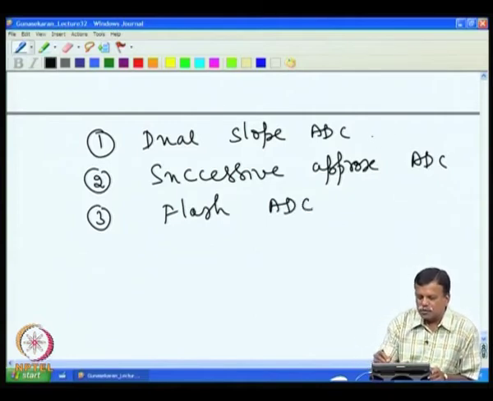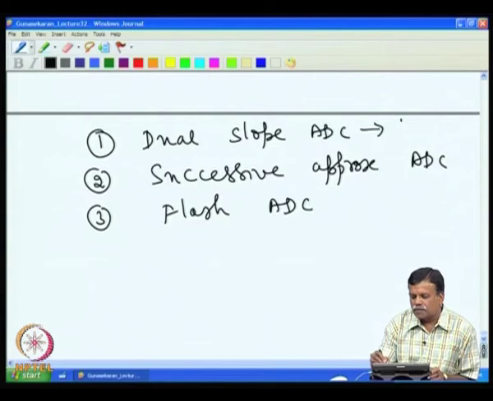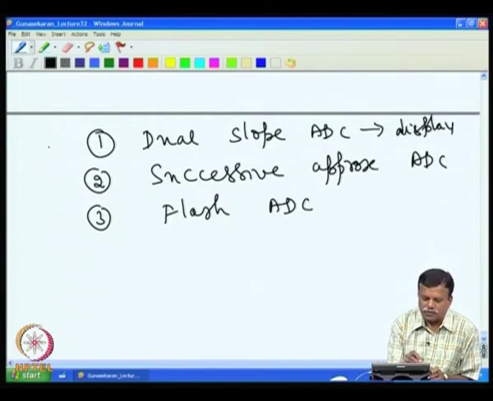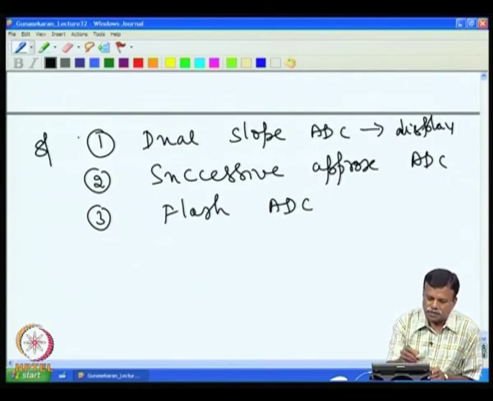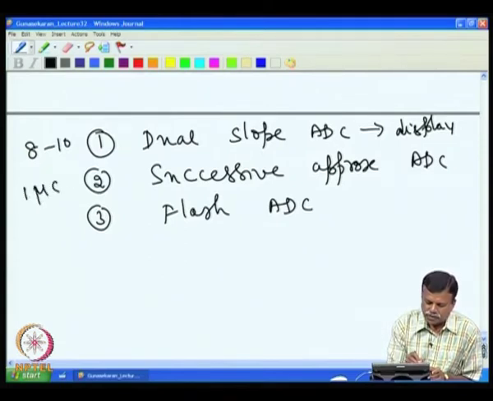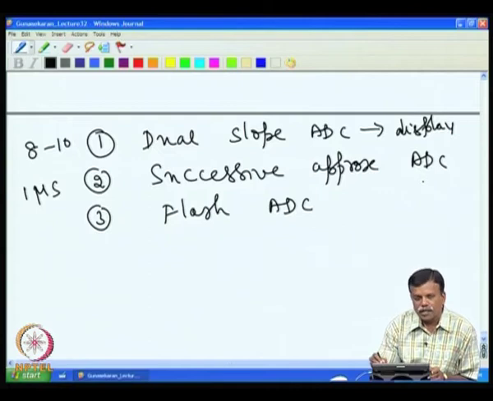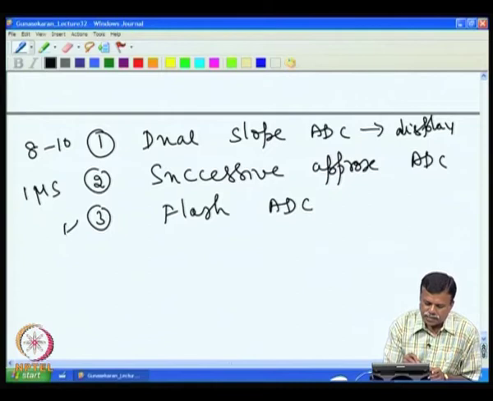Now, the dual slope is used mainly for displays, where the conversion is very slow. You have 8 to 10 conversions per second possible, that is all. The successive approximation A to D is much faster, with about 1 microsecond conversion time, and for the flash ADC, about 50 nanosecond to 100 nanosecond conversion time is possible.